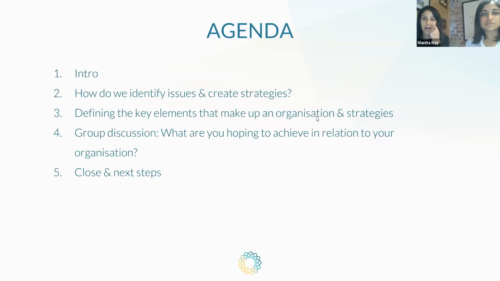The agenda is very similar to last week's. We just want to keep that consistent theme going. We have the introduction, then we will look at how you can identify issues and create strategies. That was the process we took you through last week that underpins all of the other strategies we're going to share with you today. Then we're going to look at what the key elements are that define an organization. Again, this won't be the full laundry list. There'll be three key ones, but if you do want to add more, we're more than happy to chat about them. And what are some strategies that can be implemented to consider gender within those different areas of your organization. We'll have a group discussion about what you are hoping to achieve within your organization when it comes to considering gender or increasing gender equality or diversity. And then we'll close and discuss the next steps.